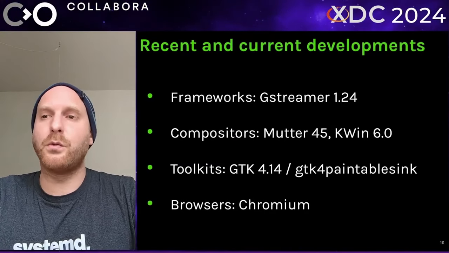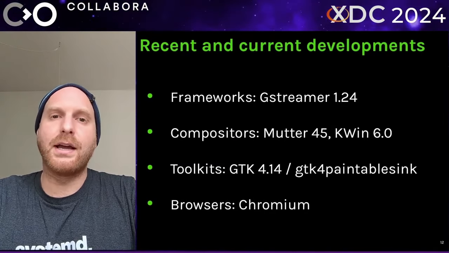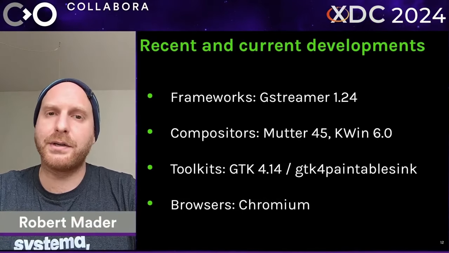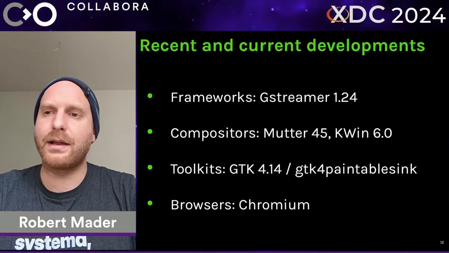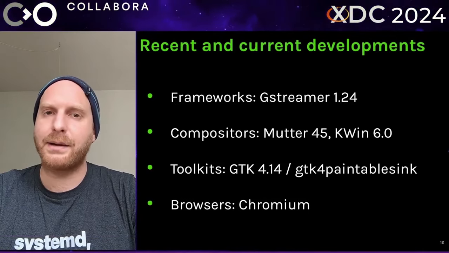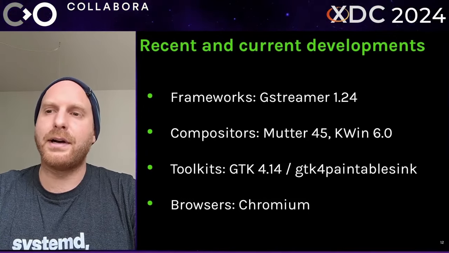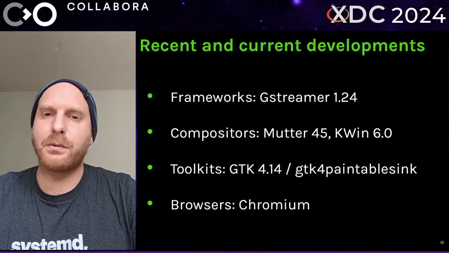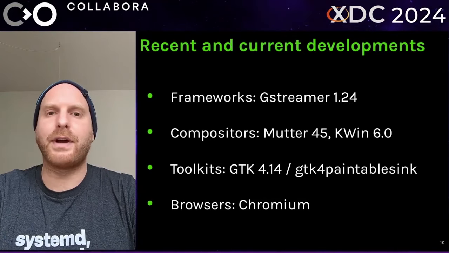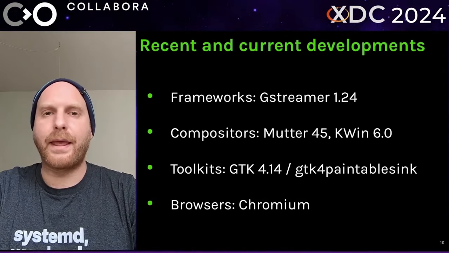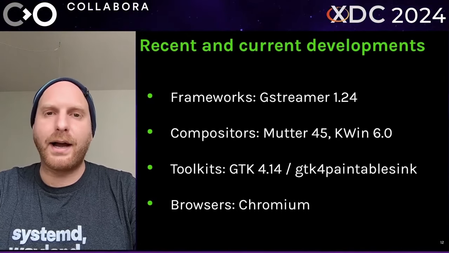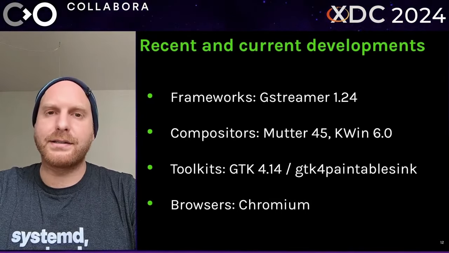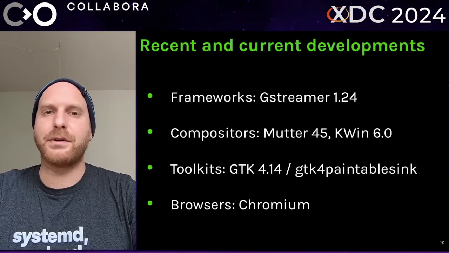So what have been recent and current developments? I'm sorry, I only have very limited time, so I can only go into a few examples here. However, what I found quite noteworthy is especially the GStreamer 1.24 release, which finally introduced a new API which is DMA specific and has support for explicit modifiers.